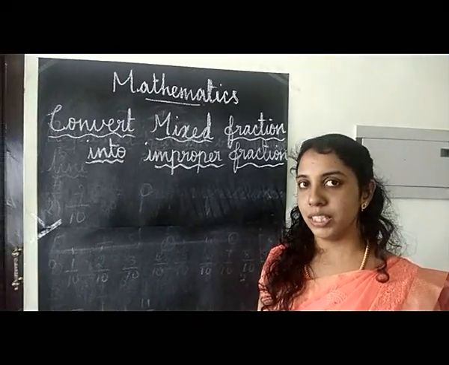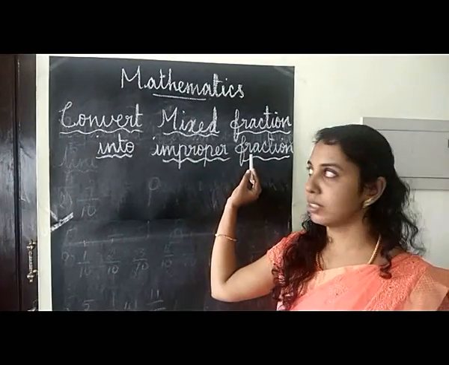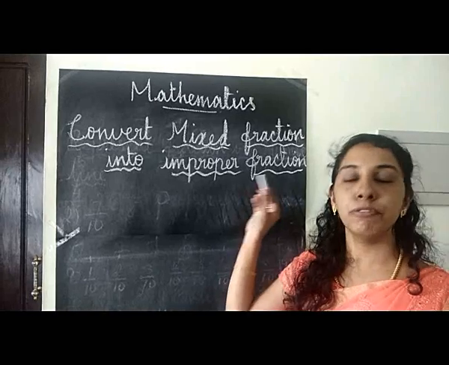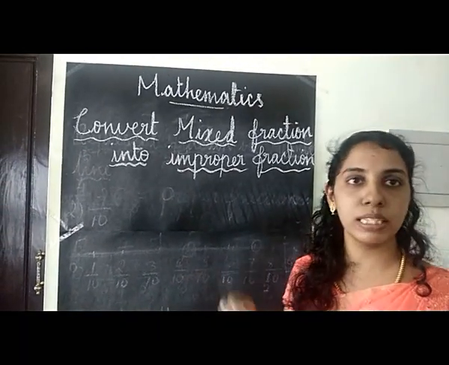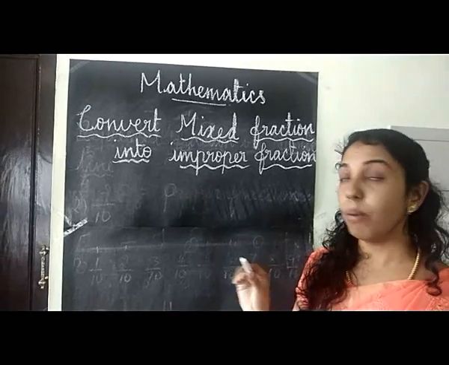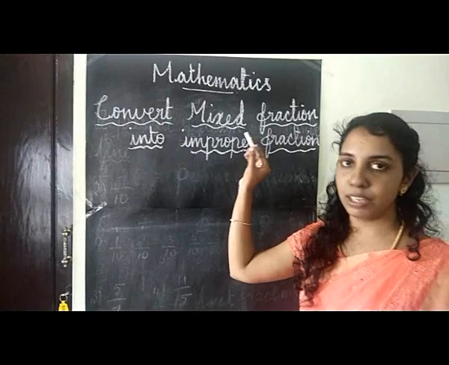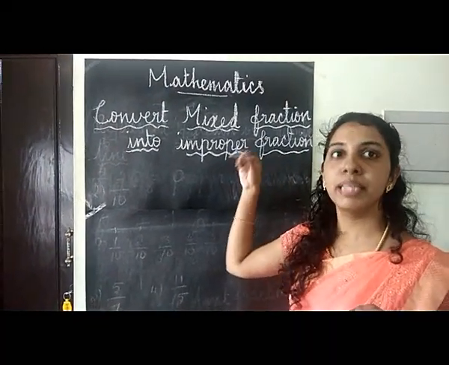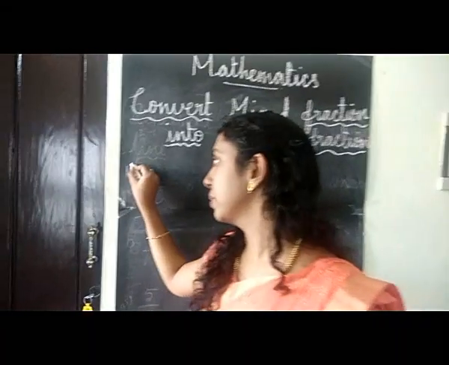Next we are going to learn how to convert mixed fraction into improper fraction. Before going to the problem, we should know what is mixed fraction and what is improper fraction. Mixed fraction is the combination of whole number and fractional number. Improper fraction means the numerator should be greater than the denominator. Let's go to the problem.